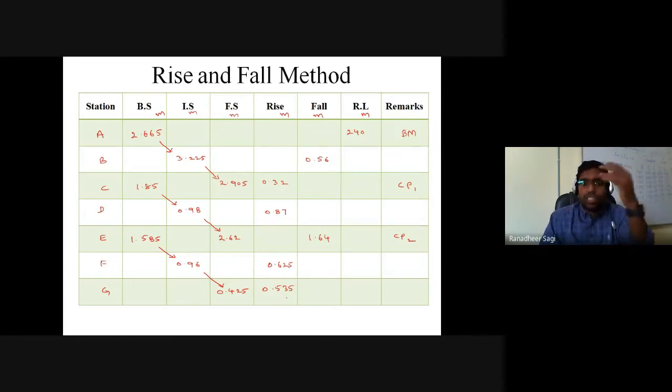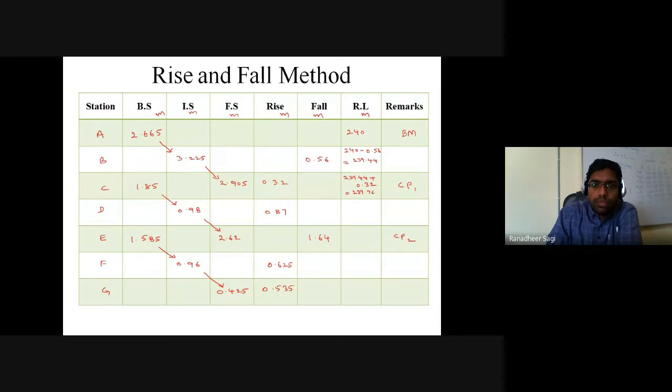Then the RL values of all those respective points, B, C, D, E, F, G. Okay, so RL of point B is equal to RL of point A, 240, minus the fall value I had with respect to point B, 0.56, which is 239.44. Next, RL of point C is 239.44 plus 0.32, which is 239.76. Please check it.